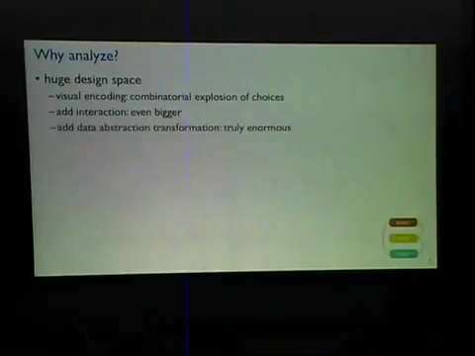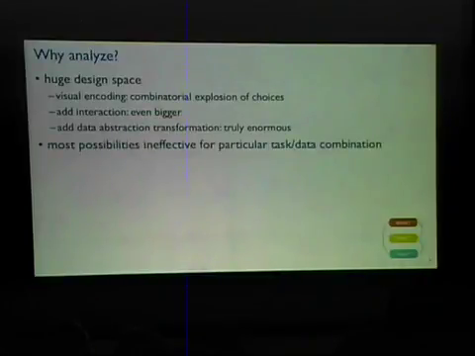And then, here's an interesting part, with the data abstraction, you don't always just draw the data you're given. You often transform it to a form such that then, when you encode that, you've got something useful. So there's a transformation possibility that makes that design space even bigger. So the other crucial but tragic fact is that most of the possibilities don't work.